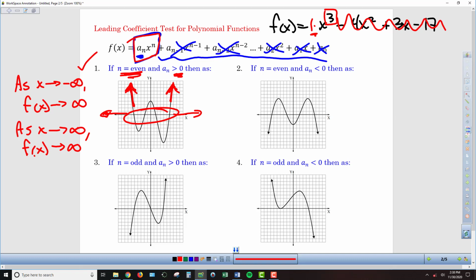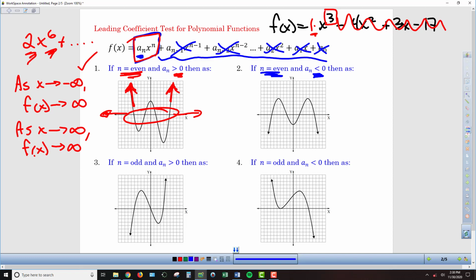It's going to go in the opposite direction if your highest exponent is still even, but now that leading coefficient is negative. So whereas in this first example, maybe our highest exponent piece was 2x to the 6th, and then there might be a whole bunch of other things that we disregard and just focus on the 6 being the highest exponent and the positive 2 being the leading coefficient.